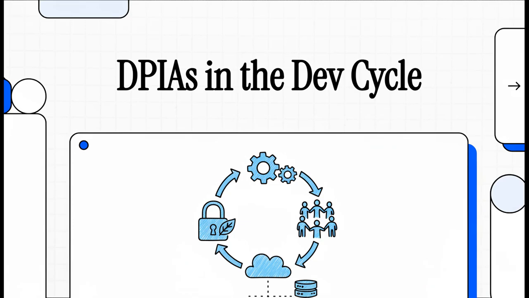All right, let's talk about something that, let's be honest, can feel more like a chore than a useful tool: the Data Protection Impact Assessment, or DPIA. But what if we could take it from being this dusty document that sits on a shelf and turn it into a living, breathing part of your development process? That's exactly what we're going to dig into.